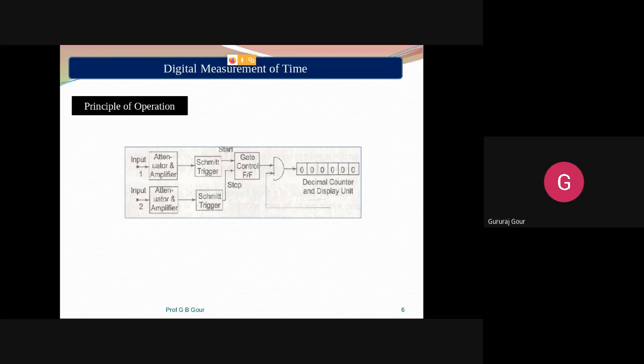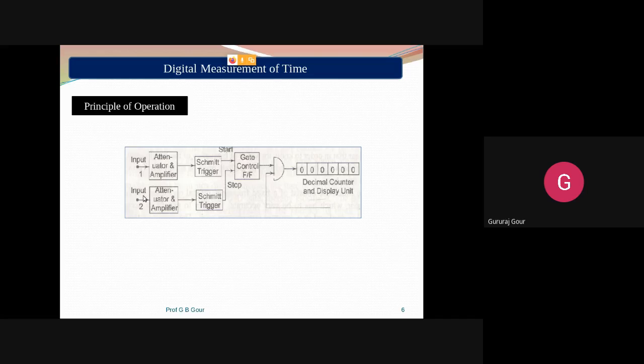We consider one starting reference point, and the same ending reference point for one period. That is the measurement of time. So here also, it requires two reference points: one reference point must tell us where to start on the waveform, and the second reference point must tell us where to stop the measurement of time.